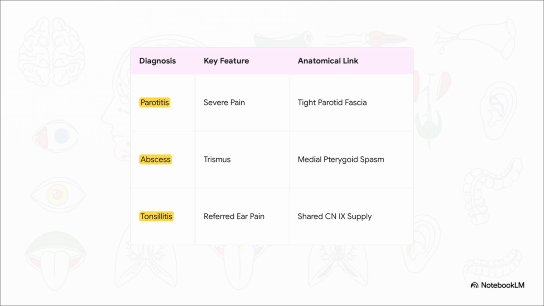You might have a patient with tonsillitis who only complains of ear pain. Why does that happen? Because the glossopharyngeal nerve, CN IX, provides sensory innervation to both the tonsil and the middle ear. The brain gets confused and misinterprets where the pain signal is coming from. The exact same principle applies to the vagus nerve, CN X, which supplies both the larynx and the external ear canal.